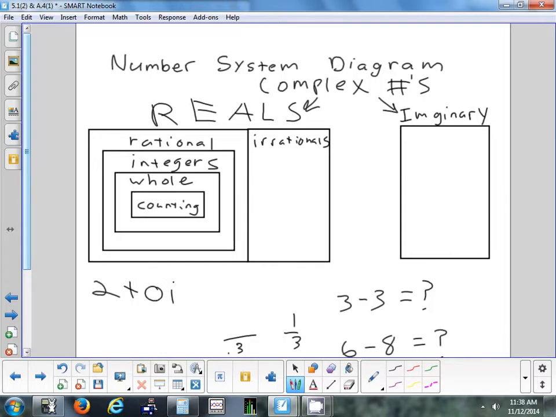0 imaginary parts. If something has 0, we normally don't write it. Okay? So you just see it like this. Okay? But 2 is still a complex number. It just doesn't have an imaginary part. Okay? So that's kind of where imaginaries, complex numbers, and everything fits into the big picture.